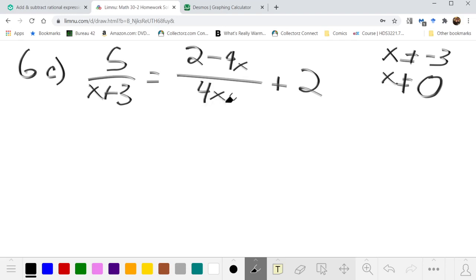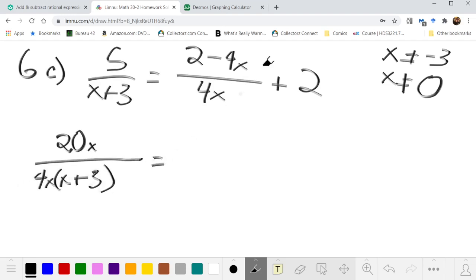With cross multiplication, it's really tempting to just bring the 4x up here and the x plus 3 up to the 2 minus 4x, completely ignoring the 2. That's not okay. We need to put everything over common denominators. So our left-hand side will become 5 times 4x, or 20x, over 4x times x plus 3. This term, with the 2 minus 4x, we're going to multiply by x plus 3.